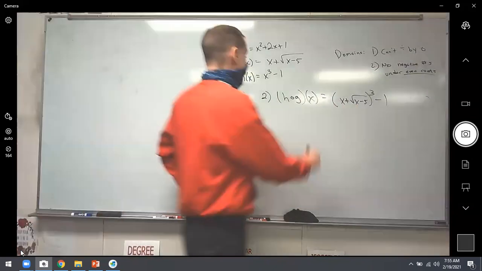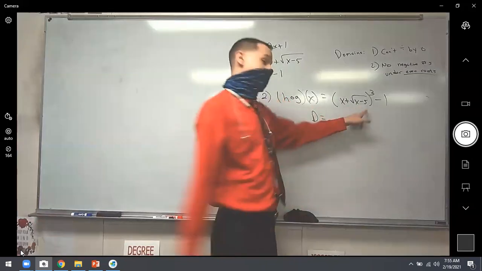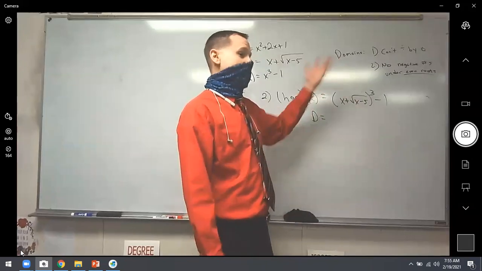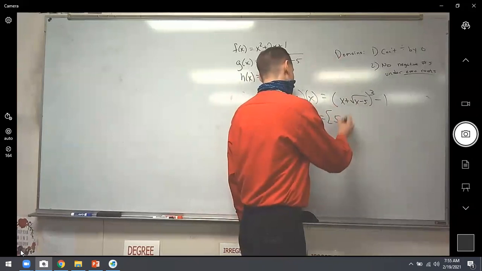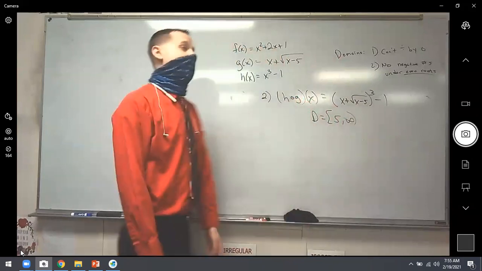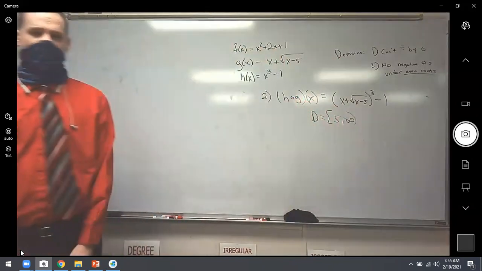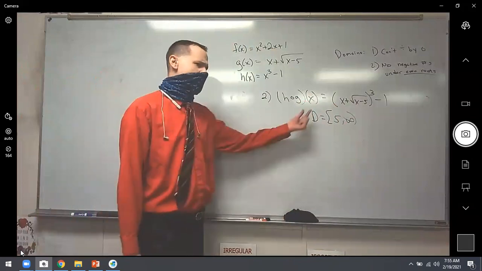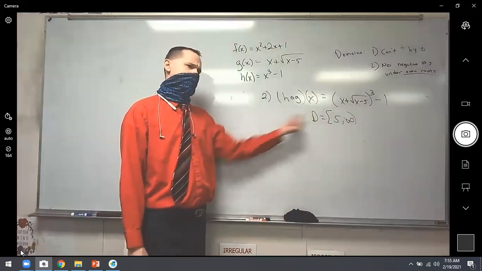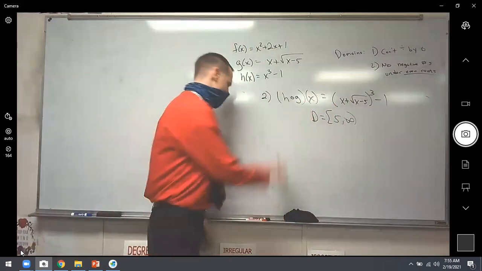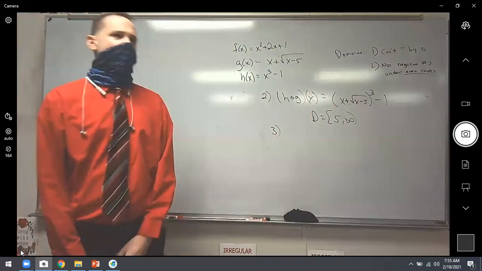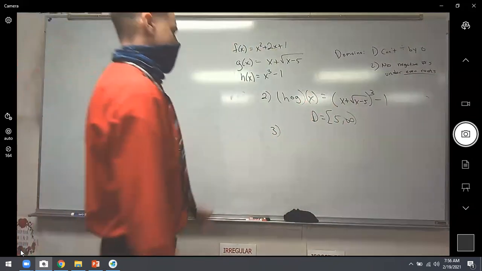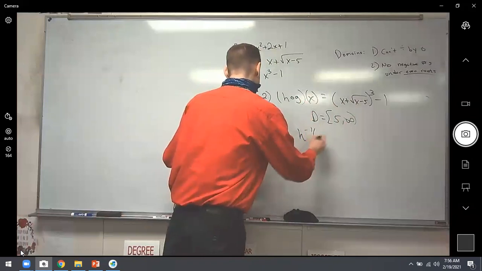Domain. For the same exact reason as before, this has an even root in it. So you do the exact same logic, and you'd see that the domain is from 5 to infinity again. Same exact thing. x minus 5 must be greater than or equal to 0. And that's all there is to that. Questions over the composition stuff? We plug one side into the other. All right. Well, lastly today, the third one is just find h inverse.